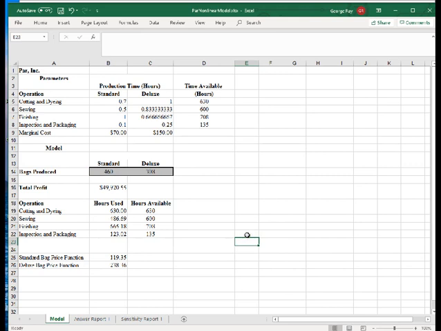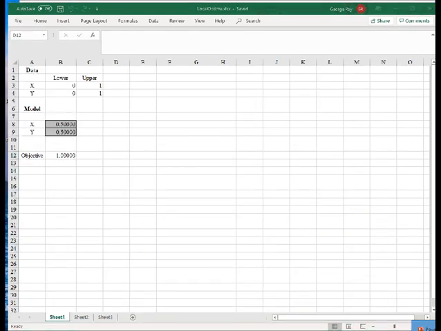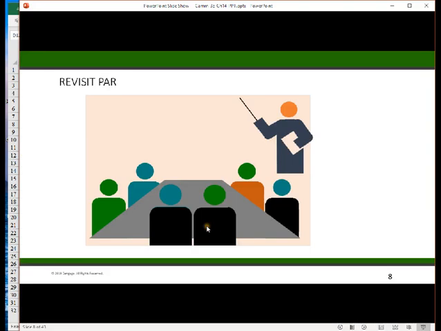Okay, so we produce 460 standard bags and 308 deluxe bags, giving us a profit of $49,920, roughly. And we still satisfy all the constraints, and we have slack time as we had gone over in our lecture in chapter 12. Okay, let's get back to the lecture.